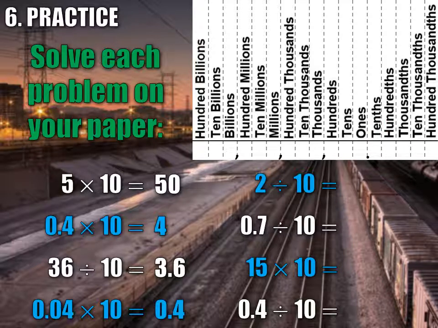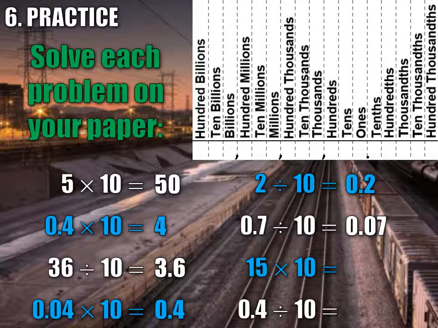So it'll be 0.4. 2 divided by 10, 2 is in the ones place. Dividing by 10 will make it one space smaller. It needs to be to the tenths place. That'll give us 0.2. 0.7 divided by 10. Number starts off in the tenths place. We're going to get smaller, so it's going to move to the hundredths place. It's going to be 0.07.